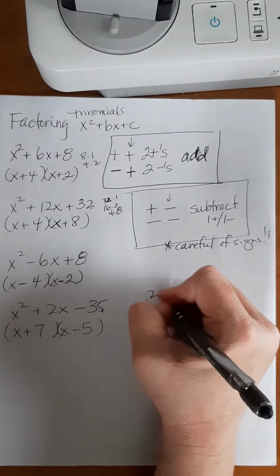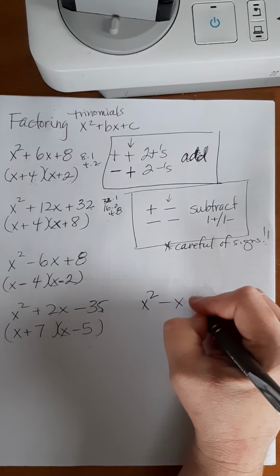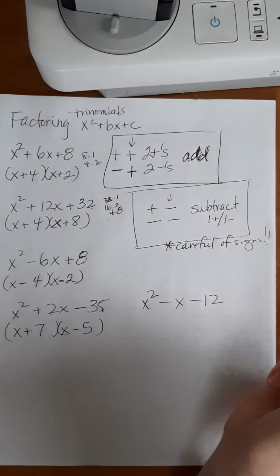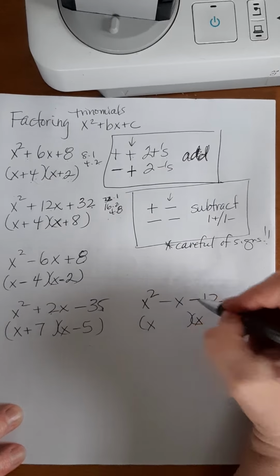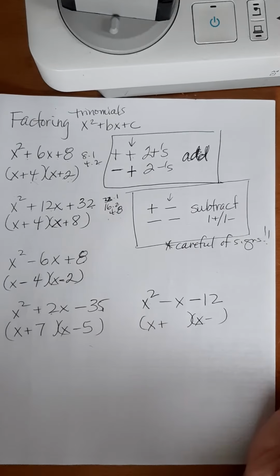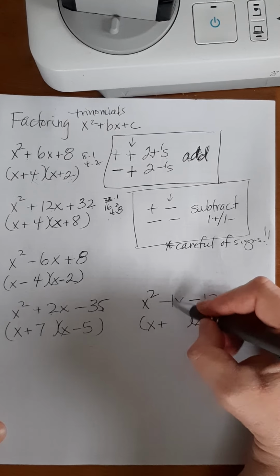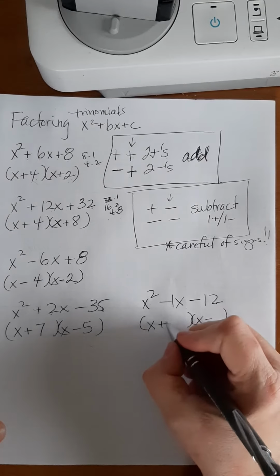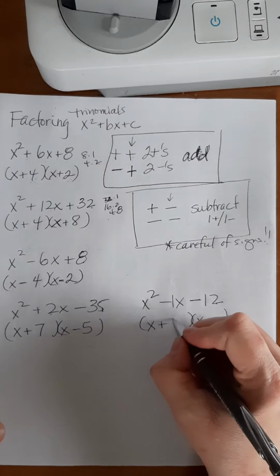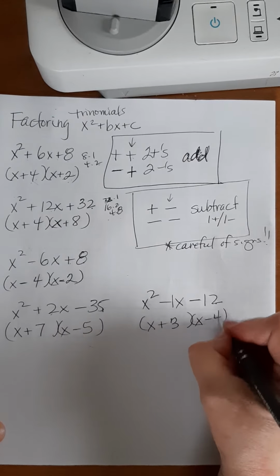All right, what about this one? X squared minus x minus 12. Same thing, x and x, minus minus, so plus and a minus. Now what multiplies to give you 12, but subtracts to give you an understood 1? Well, that would be positive 3, negative 4.